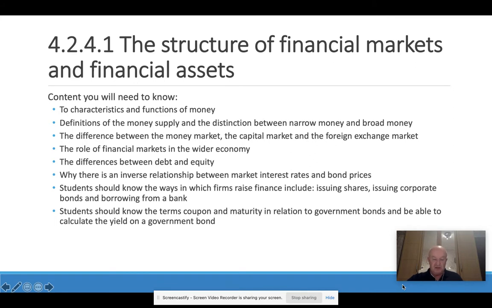Some of the other things you'll need to be aware of is how firms raise finance, including issuing shares, issuing corporate bonds, and obviously borrowing from a bank, and also a little bit about the way in which banks actually create deposits and lend money, etc. So those are the key areas that we're going to be looking at in this first presentation.